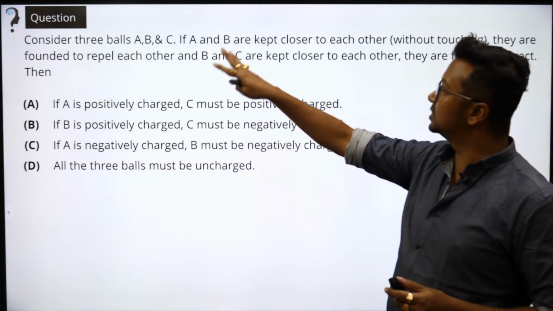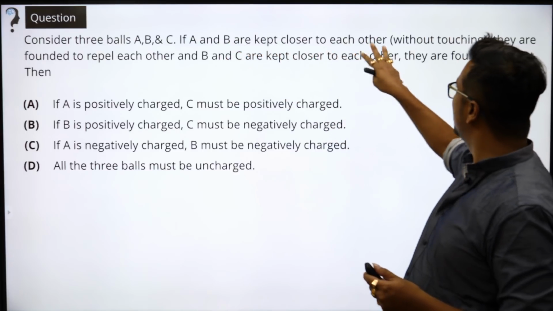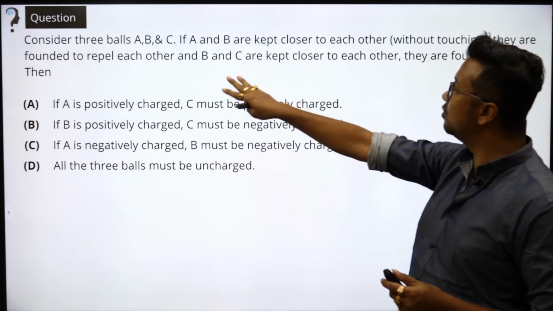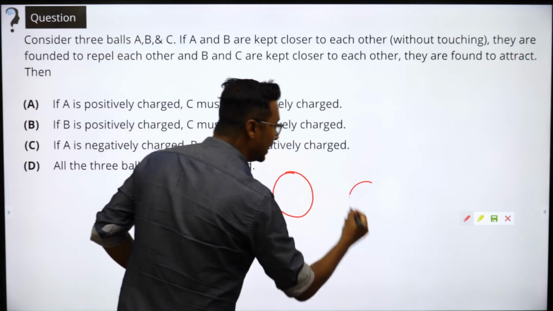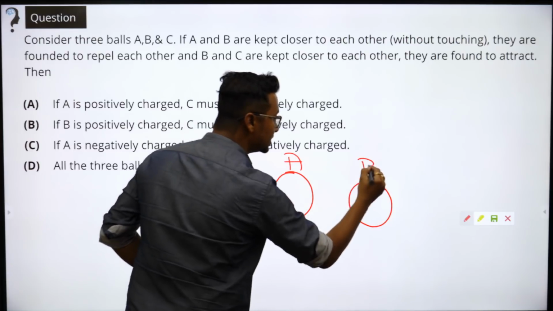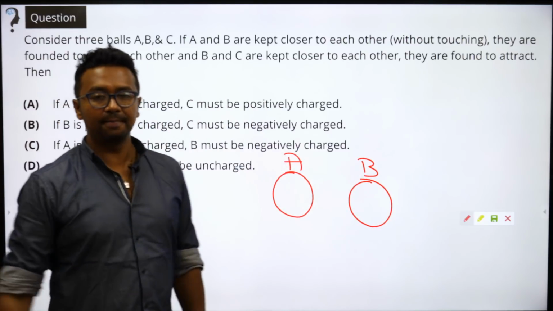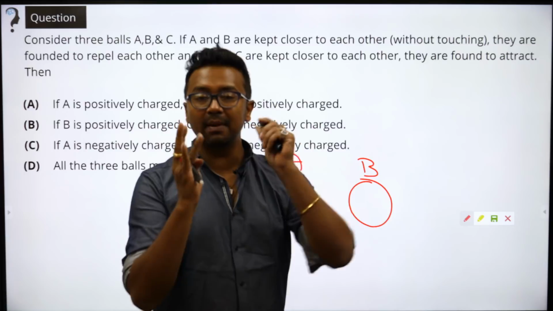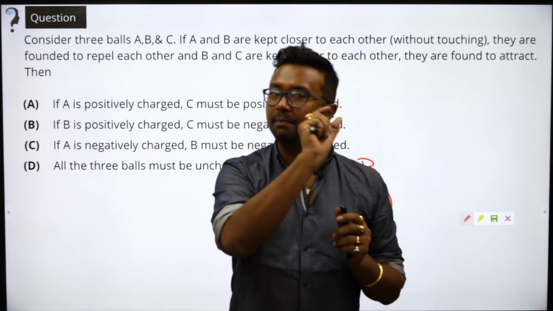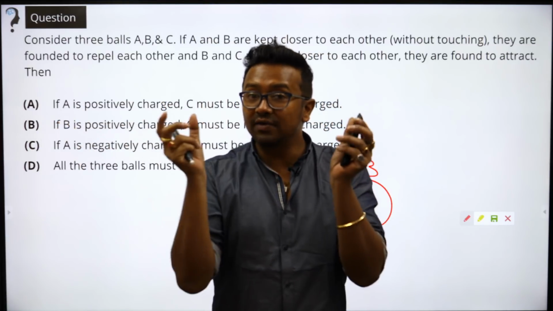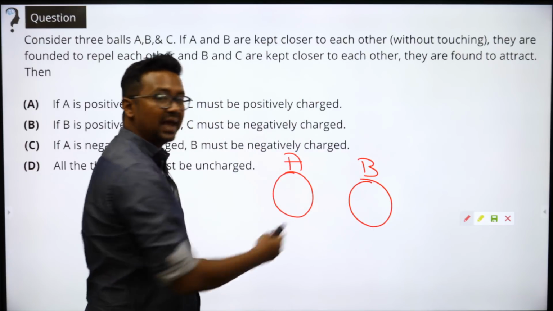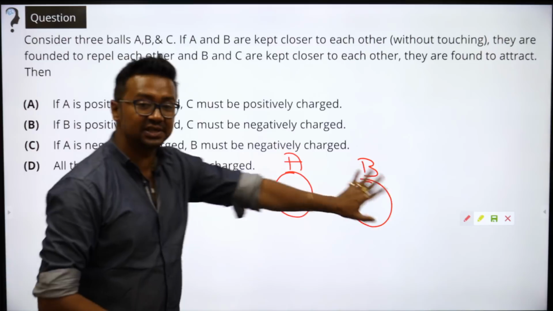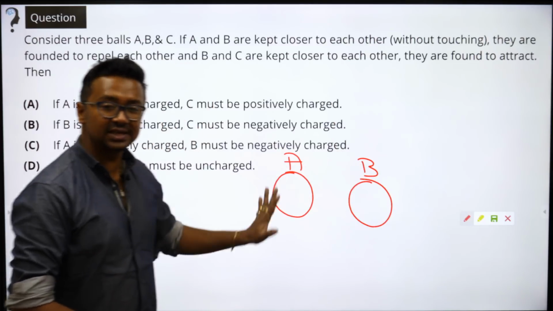We have got three balls A, B and C. A and B are kept close to each other without touching. They are found to repel each other. Okay? So I am taking two of them, A and B, and they are repelling each other. If they are repelling each other, remember there is one concept that repulsion is the true test of the bodies to be charged. All right, because if they are attracting each other, it could be that this is charged and this is uncharged, or maybe this is charged and this is uncharged.